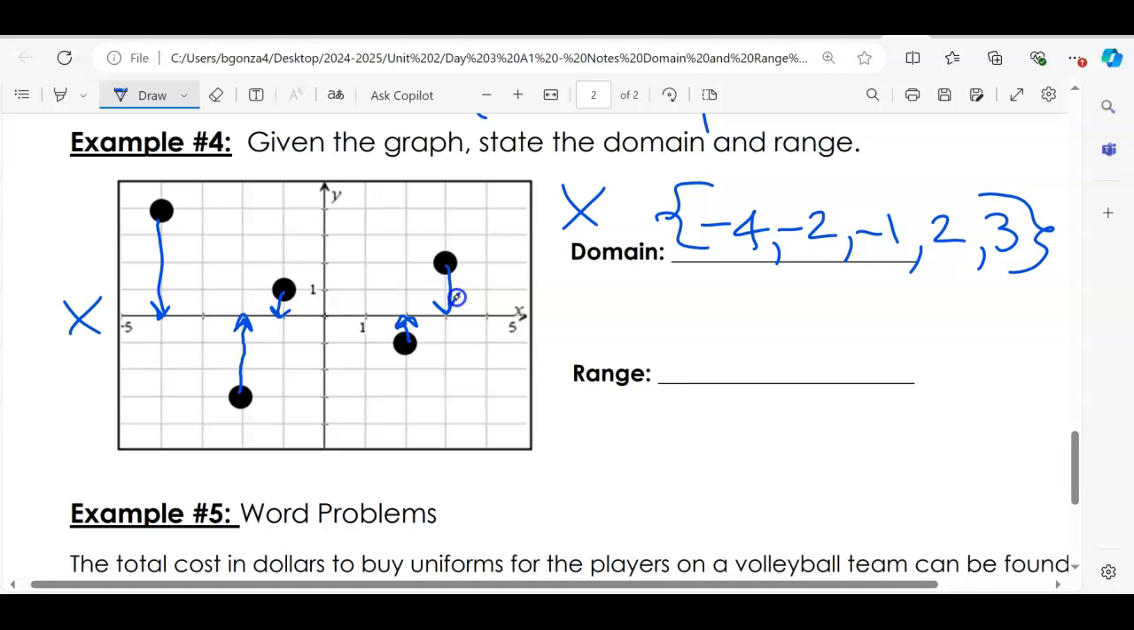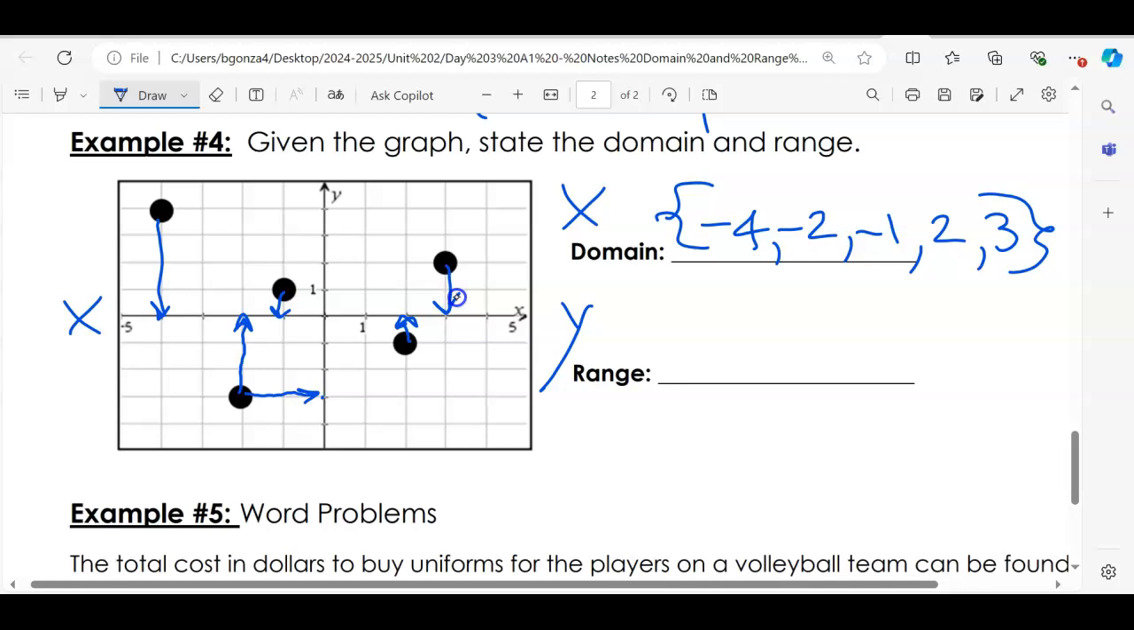Now, for range, I'm looking at the y-axis. Okay, now I'm going to look from bottom to top. Does everyone know this? Range does not start at the top. Range starts at the bottom and works its way upwards, okay? So what's my bottom point? Right here, this point, I'm going to look sideways over till where does it touch the y-axis? So what is that y value right here?